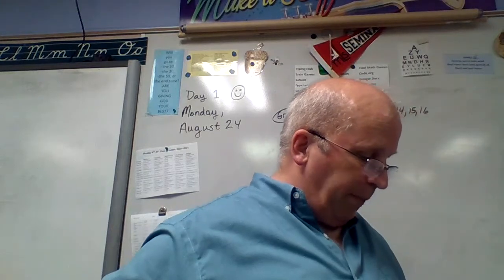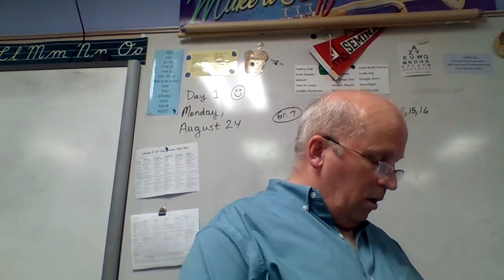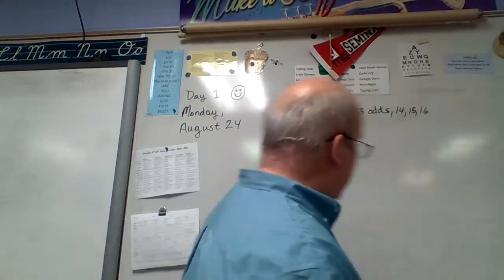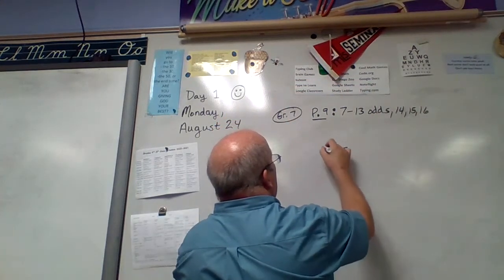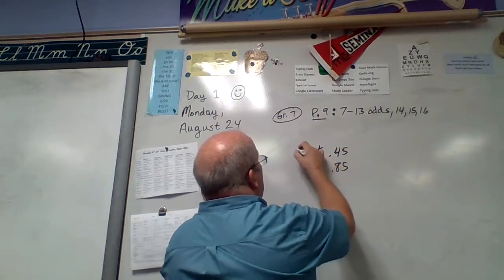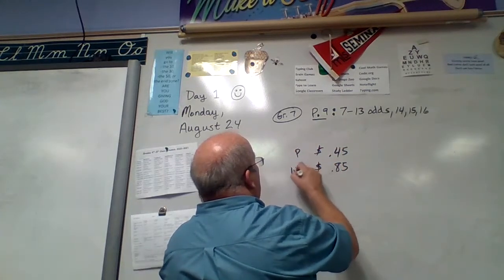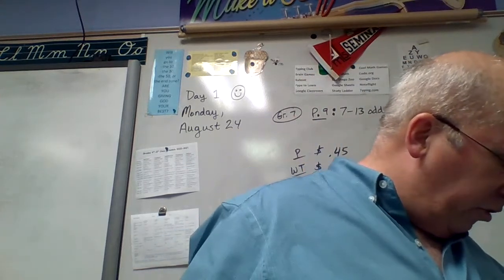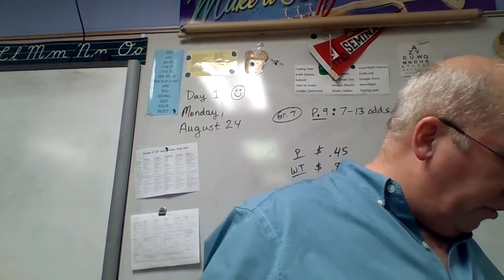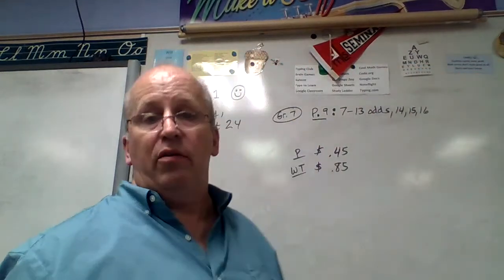At the school bookstore, a pen costs 45 cents. A writing tablet costs 85 cents. I'm going to write those down. What combination of pens and tablets could you buy for exactly $2.15?